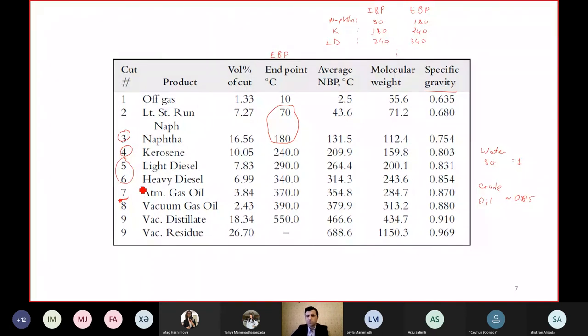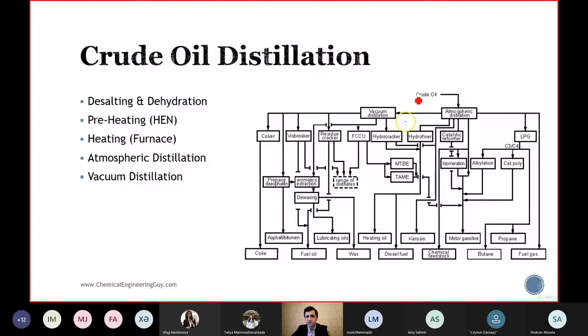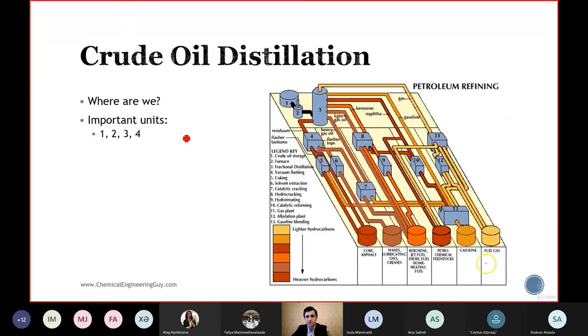Crude oil distillation. Crude oil starts from here. We have atmospheric distillation, we have vacuum distillation, and this is a different view of the BFD again. We will talk about these subsections. Again, 1, 2, 3, 4. What is 1? Crude oil storage. We have crude oil storage here. It is sent to the furnace. This is the furnace. 2. It is sent to the CDU. This is the crude, let's say atmospheric distillation unit, ADU, I will write it like that. And then fractional distillation, then vacuum flashing. These are your products. These are sent to different units.